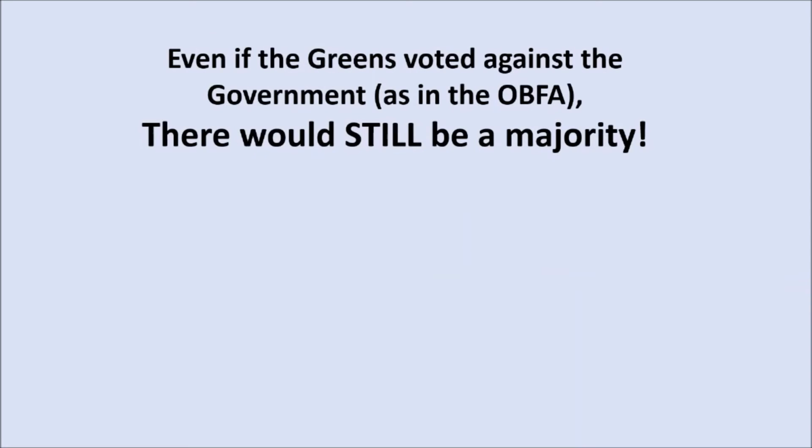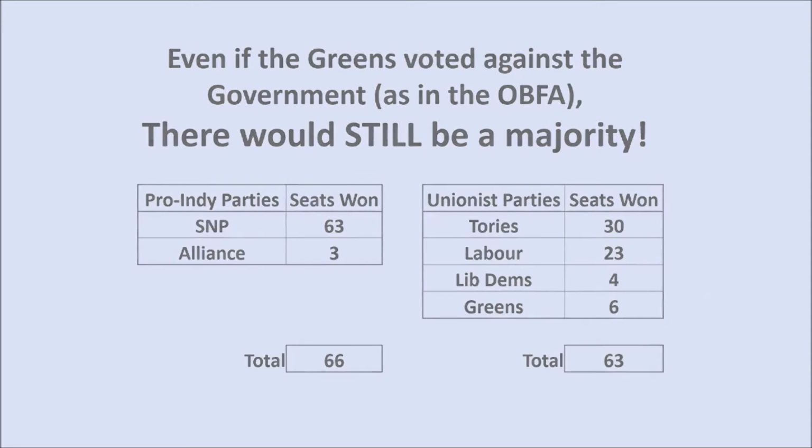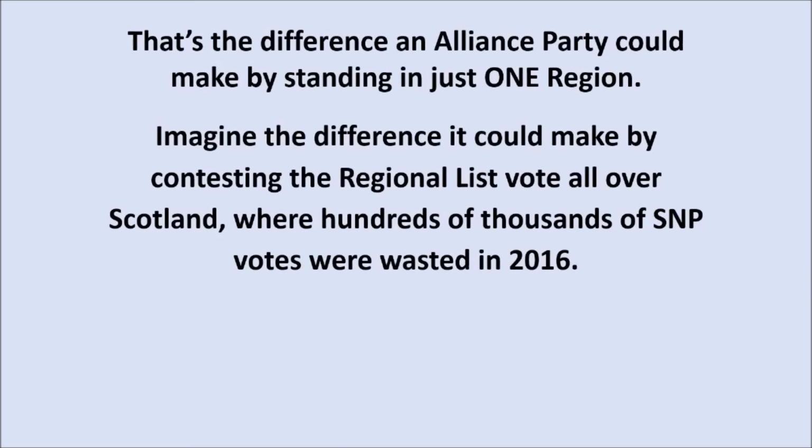Even in situations where the Greens vote against the government, as they did over the Offensive Behaviour at Football and Threatening Communications Act, there would still be a majority. Pro-Indie parties would total 66, the Unionist parties and Greens would total 63. That's the difference an Alliance party could make by standing in just 1 region.